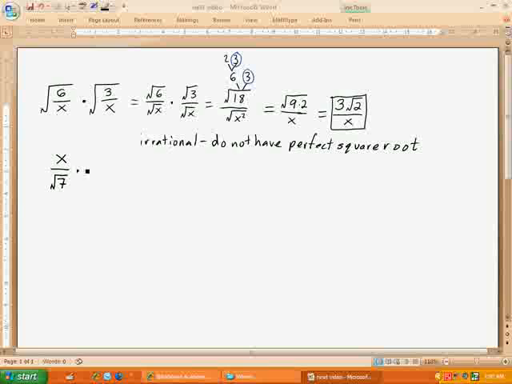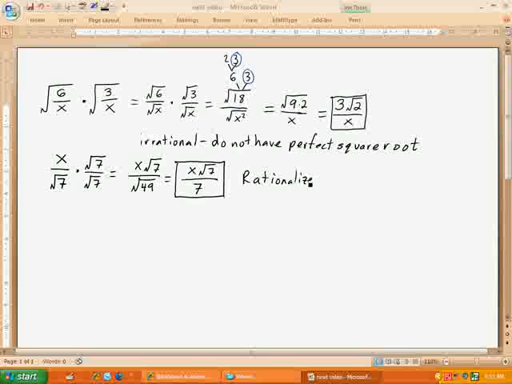And the way to do that is by multiplying by the square root of 7 over the square root of 7. And when I do that, I'll multiply straight across, and I'll have x root 7 over 7 times 7 is 49. Now you'll notice what this does is that it allows us to take the square root of 49, which means I now have x root 7 over 7. And since I've now taken the square root of 49, then I no longer have a square root in the bottom. And so I have rationalized the denominator.